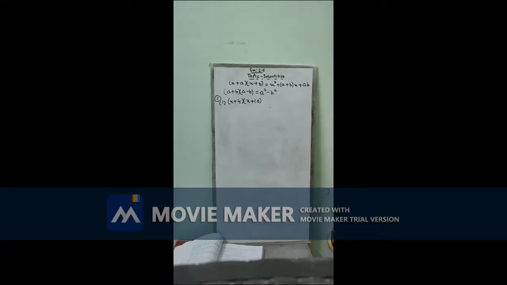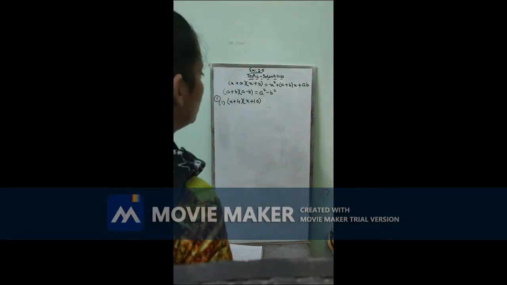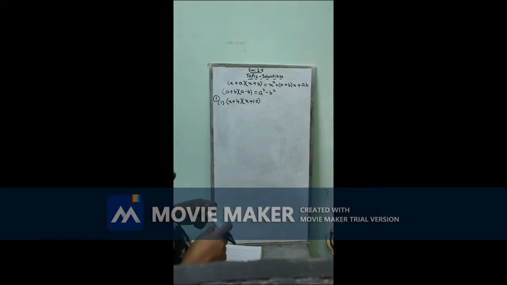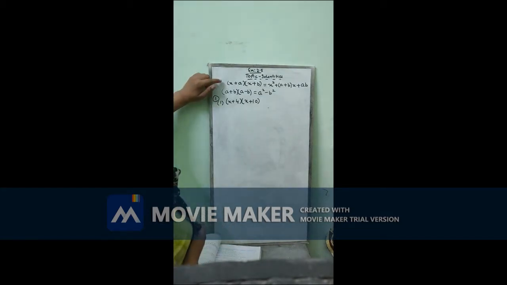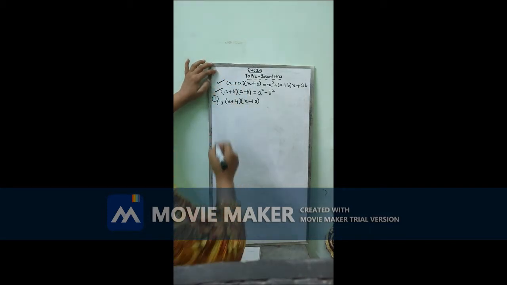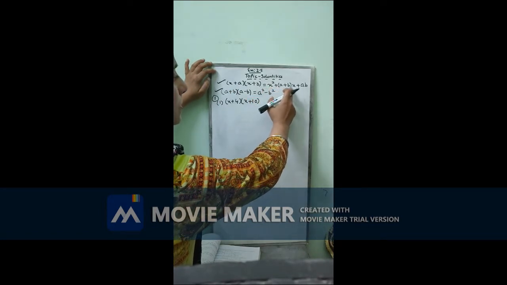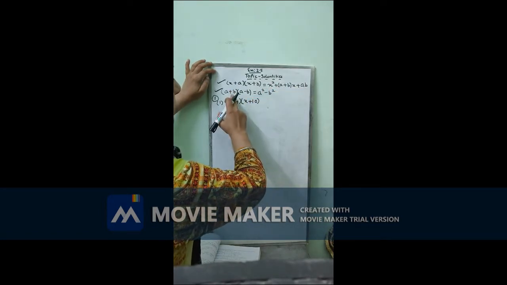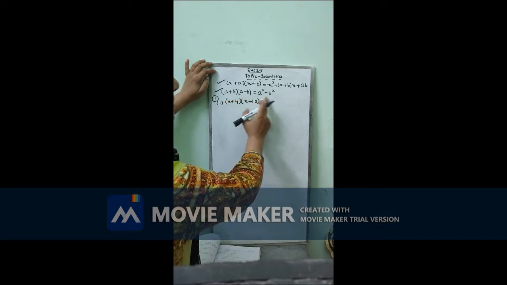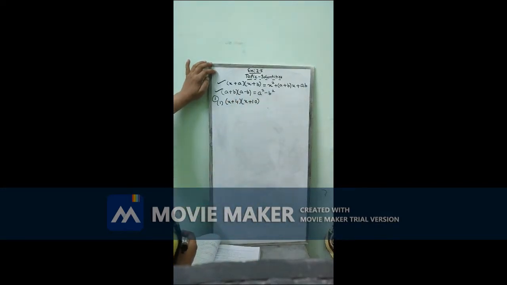Students, now we are going to start with exercise 2.5. Topic is algebraic identities. First sum is based upon two identities. One is (x plus a) into (x plus b), that is x square plus (a plus b) into x plus ab. Second identity is (a plus b) into (a minus b), that is a square minus b square.